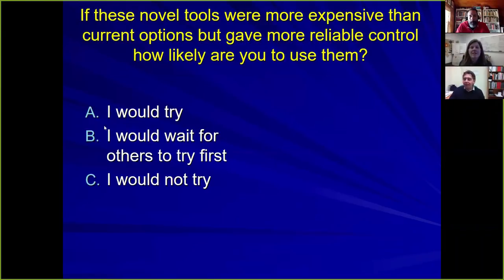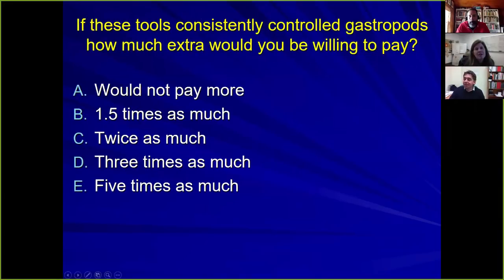Okay, and then the last question that I have for you guys is, if these tools consistently control gastropods, how much extra would you be willing to pay? If you would not pay more, you select the first option. 1.5 times as much would be option B. If you're willing to pay twice as much, it would be option C. And if you were willing to pay 3 times as much, it would be D, and 5 times as much would be option E. Okay, just a few more seconds.